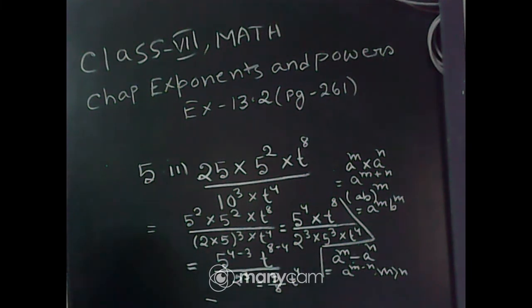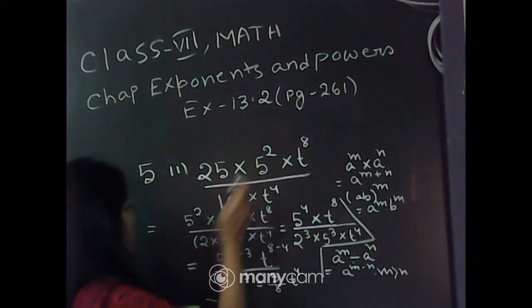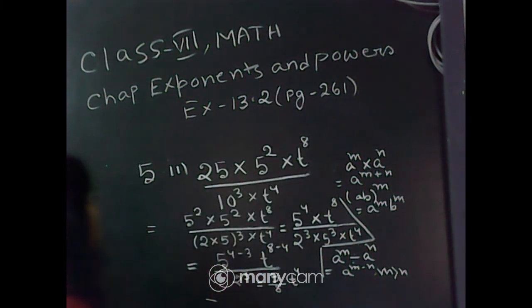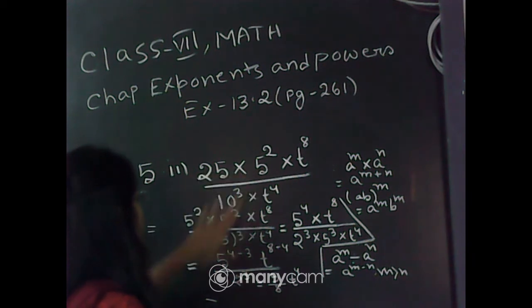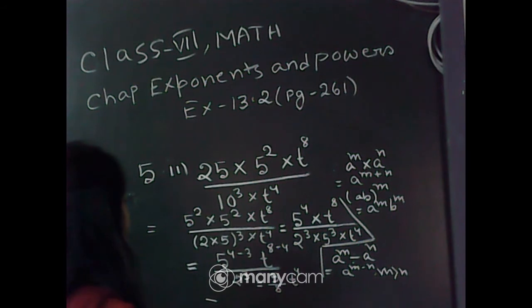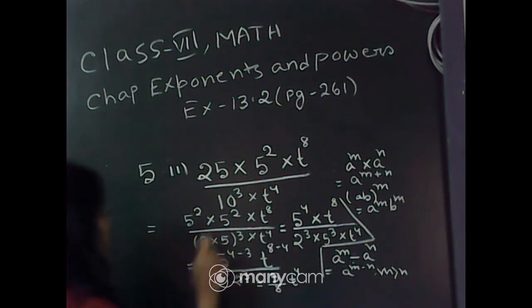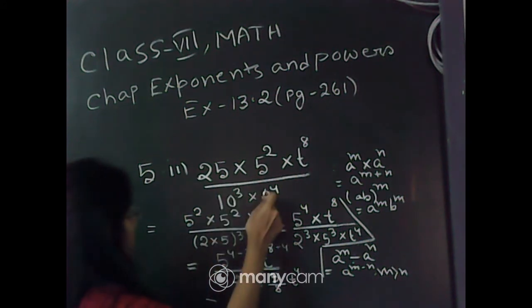Again I repeat the math. Here the given math is 25 into 5 square into t to the power 8 divided by 10 cube into t to the power 4. Now we have to simplify this. Now we can write 25 as 5 square into 5 square into t to the power 8. Also we can write 10 as 2 into 5. So 10 cube is equal to 2 into 5 whole cube, and this t to the power 4 is t to the power 4.